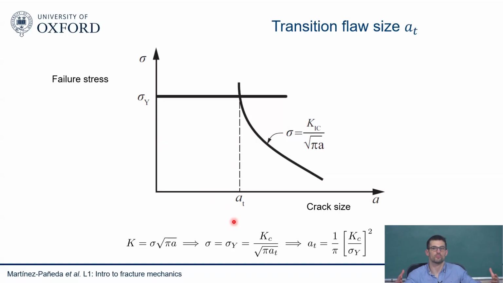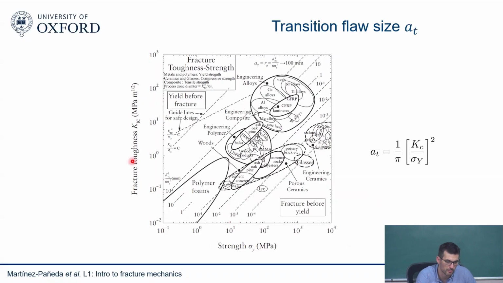In a metal, my crack has to be much larger. And you can see here this Ashby plot of toughness versus strength. You can see here multiple materials and this transition flaw size, how it changes from 100 millimeters all the way to 10 to the minus 4 millimeters. So it can vary quite significantly.